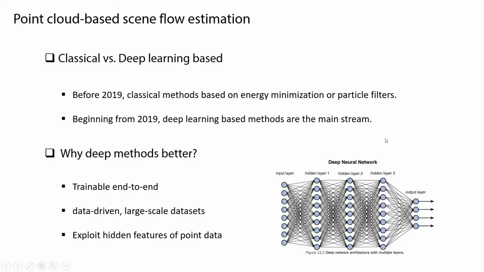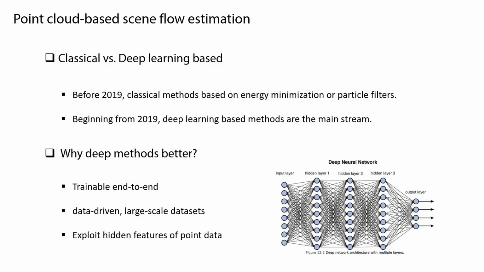Now, in this slide, we come to the main topic of this class, point cloud-based scene flow estimation. Before 2019, there were only classical methods, mostly based on energy minimization or particle filters, to solve the problem of motion estimation of each point. But starting from 2019, more and more deep learning-based methods have come to the fore and have already dominated this area.